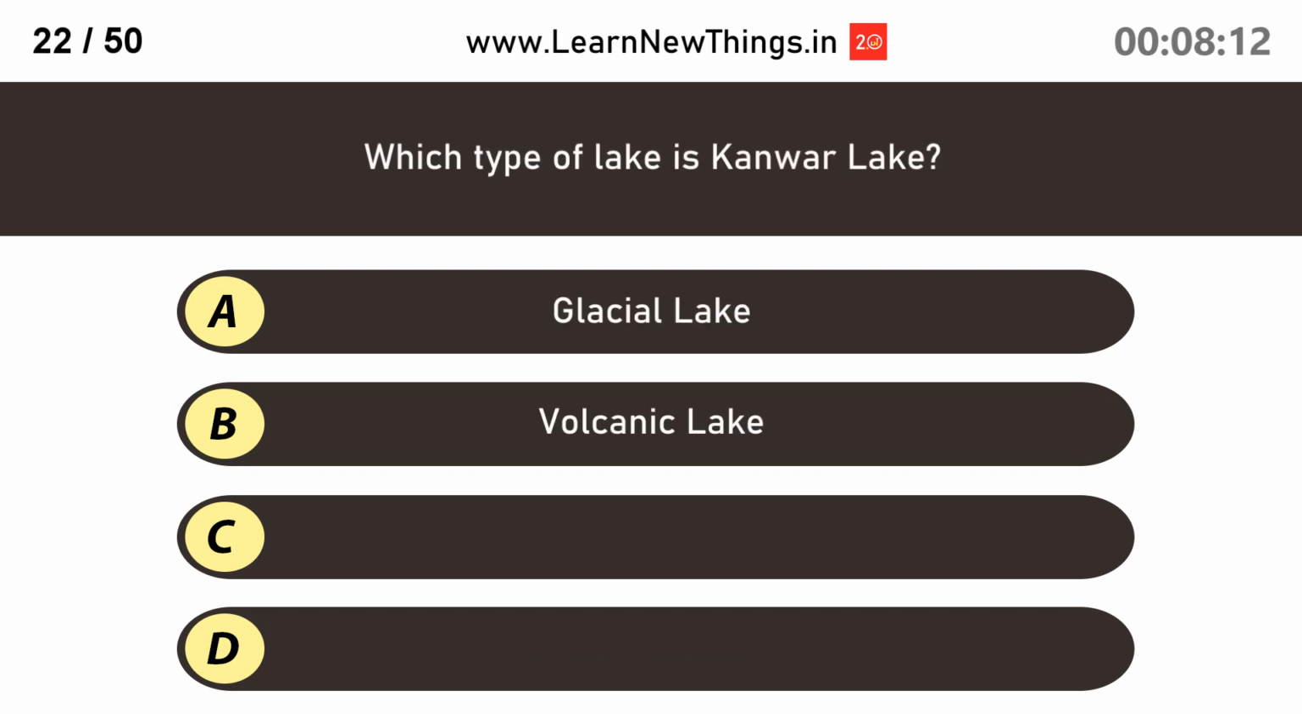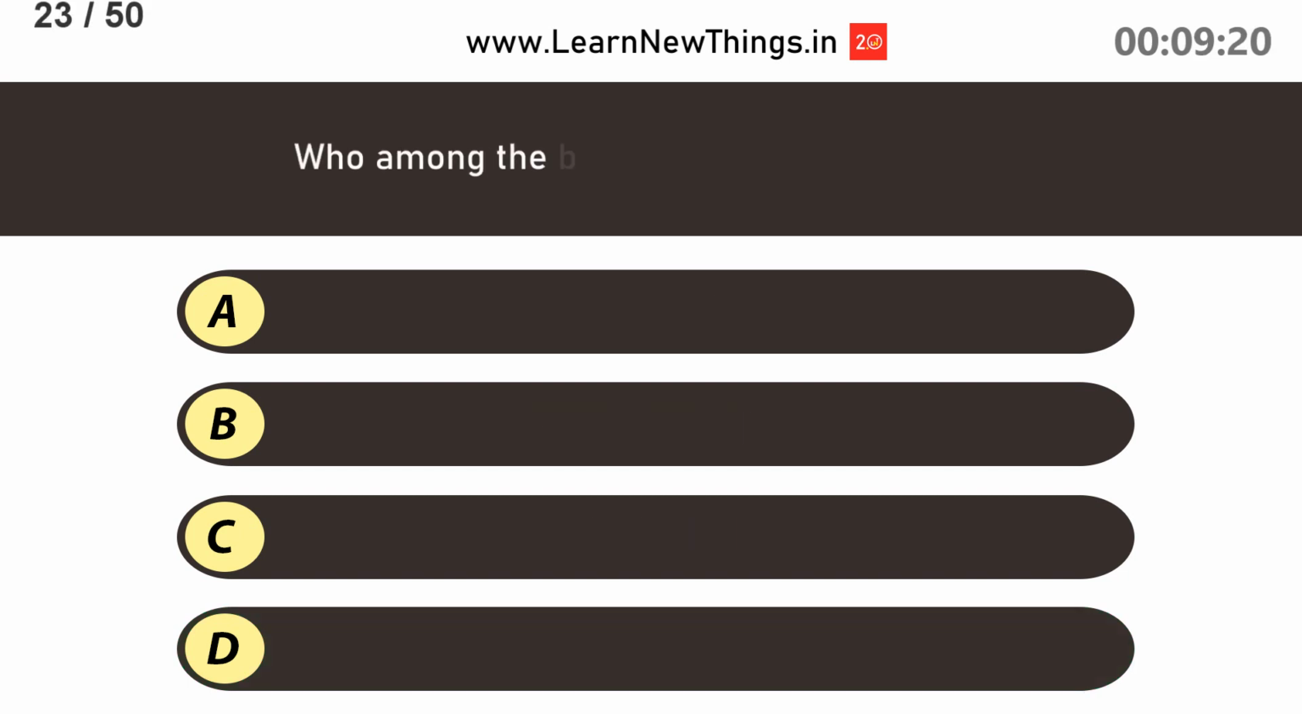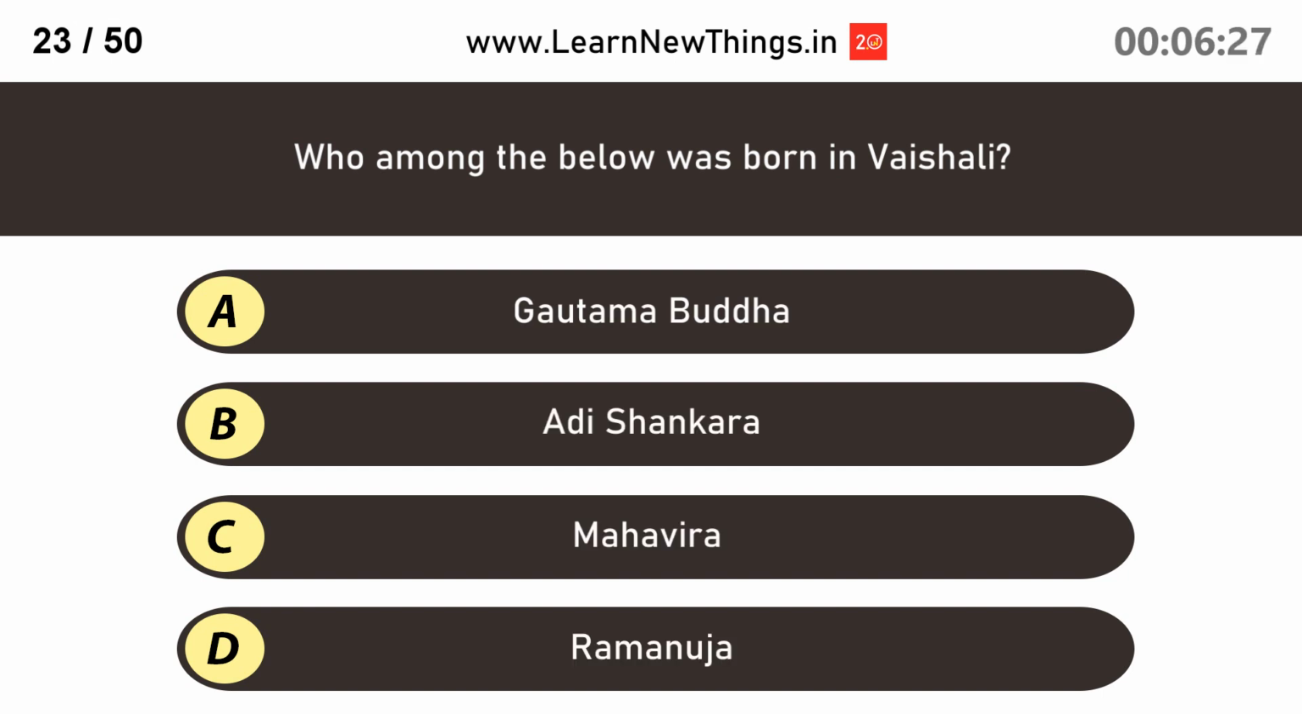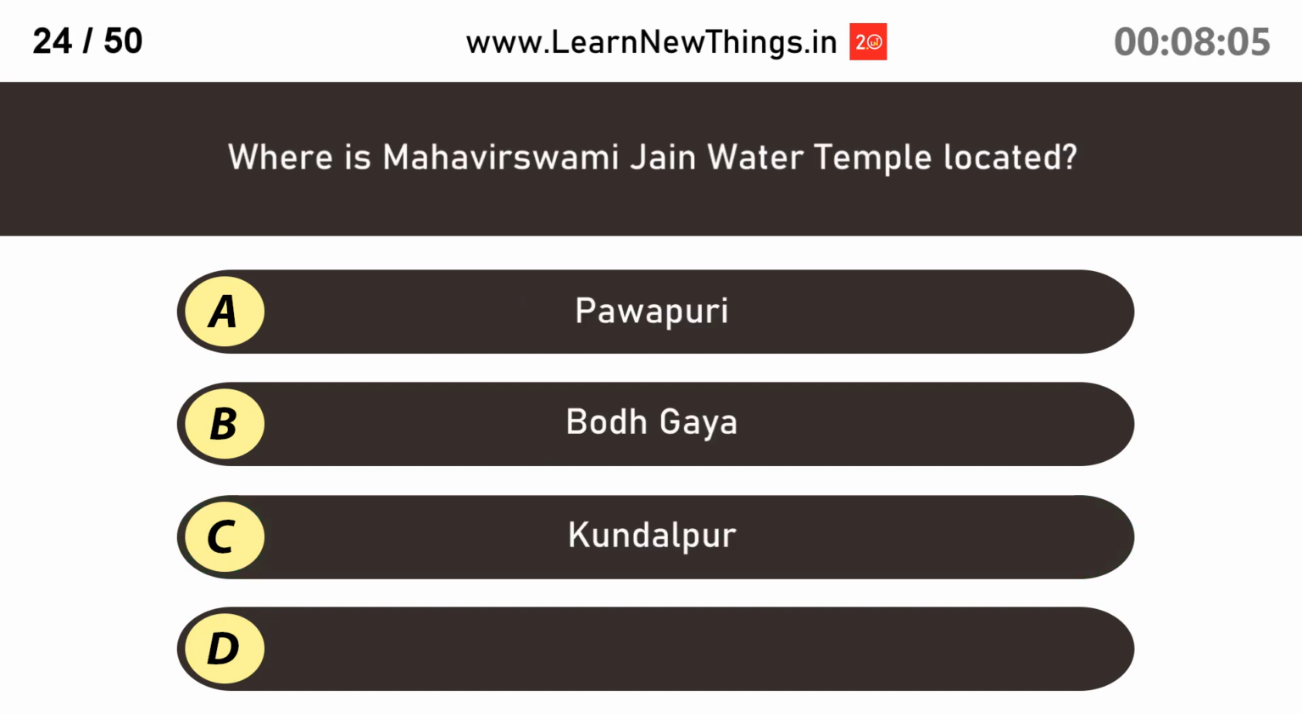Which type of lake is Kanwar Lake? Oxbow Lake. Who among the below was born in Vaishali? Mahavir. Where is Mahavir Swami Jain Water Temple located? Pavapuri.